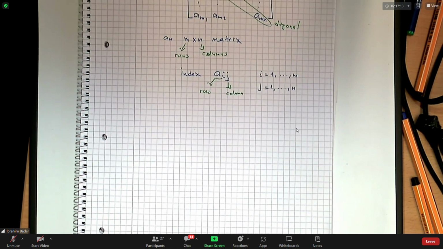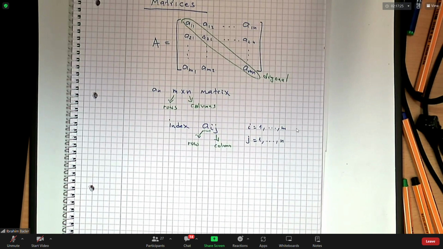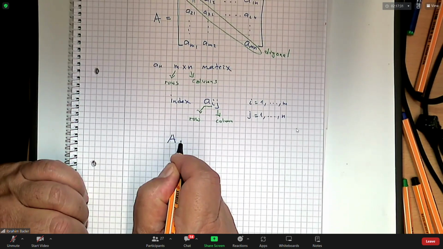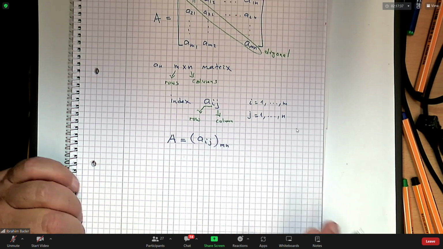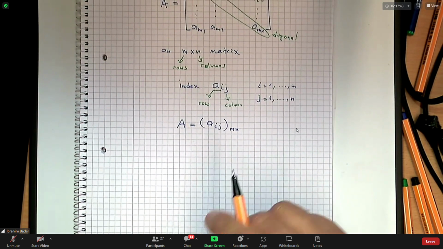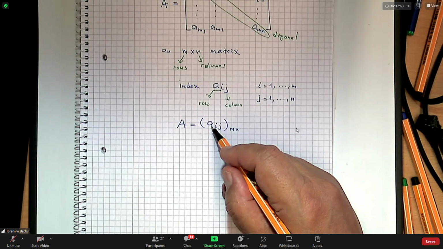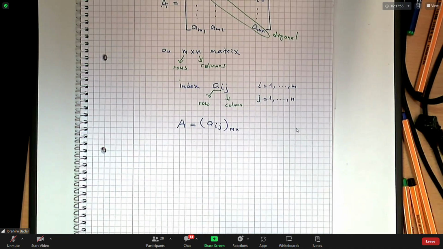Now the other thing is how to write the matrix. Either we will place it in such rectangular form where we have rows and columns, or sometimes we will just use the notation to make it short. So you just have the ij and then you have MN. That means this is exactly the shortcut to the notation above. So it means this matrix is generated by indices: I runs from 1 to M, J runs from 1 to N.